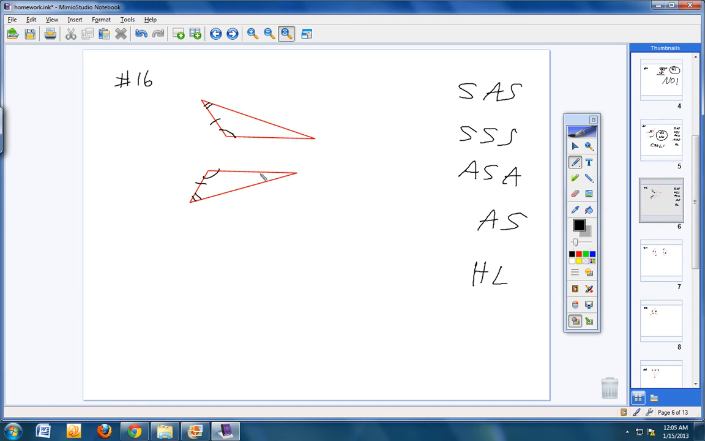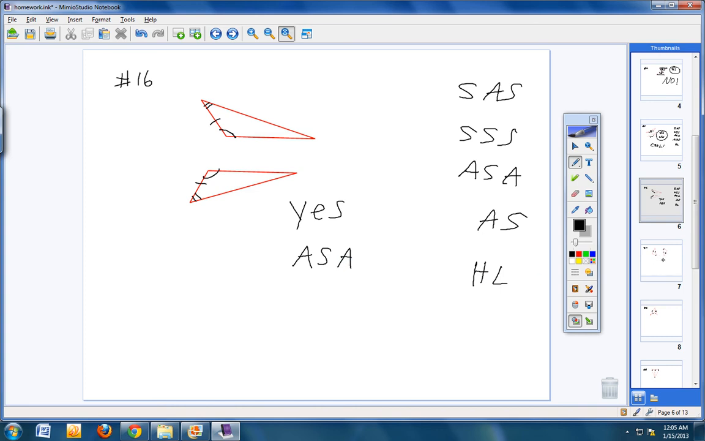Well, let's see. Can I state that these triangles are congruent? They're starting out being easy on you guys. I have an angle and then an included side and then an angle. So angle, side, angle, congruent to angle, side, angle. That's definitely one of our methods. So your answer is yes. We can state the triangles are congruent by angle, side, angle.